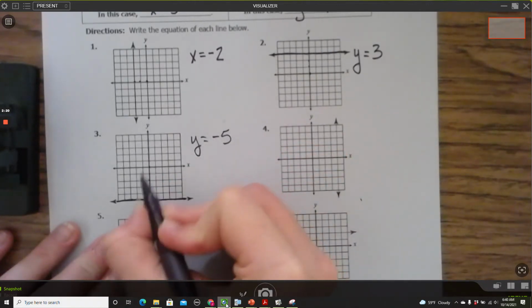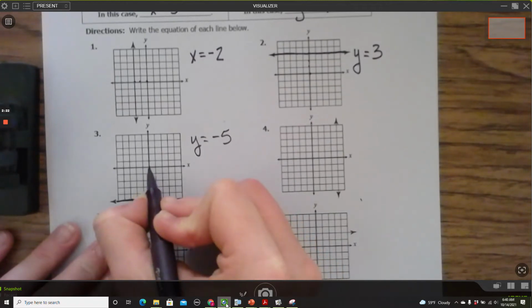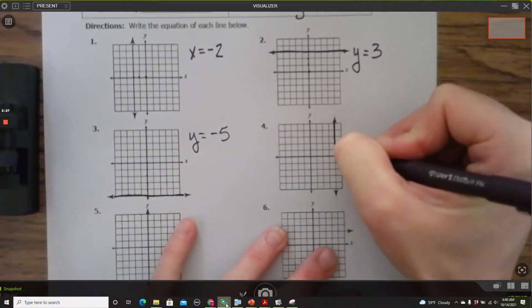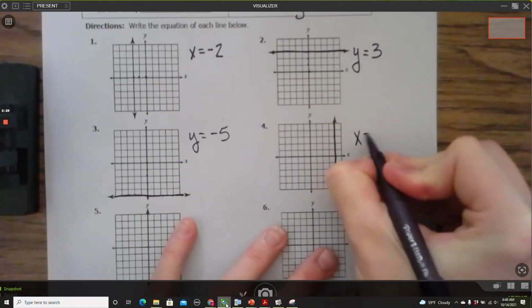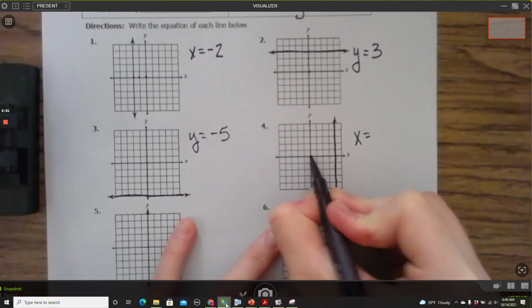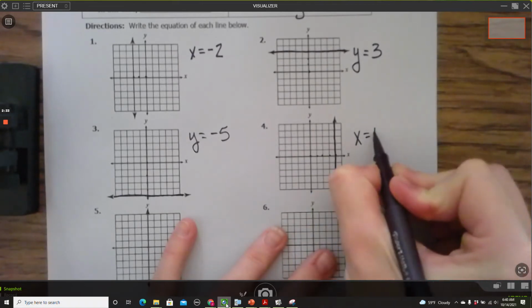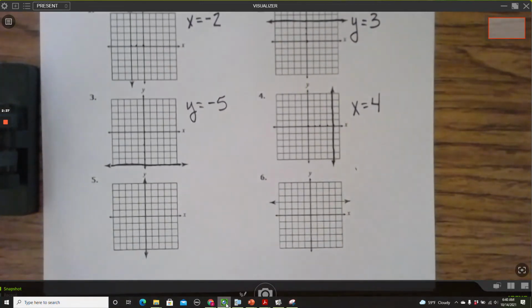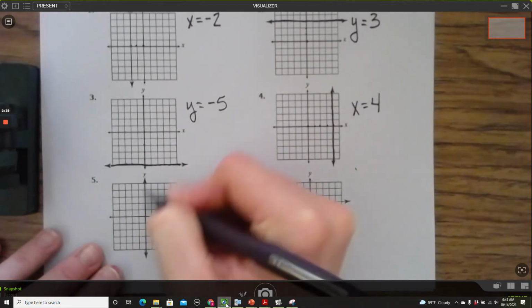You need to remember that on the coordinate plane, if you go down, it's a negative, and if you go left, it's a negative. On number 4, we have another vertical line, so we know it's x equals. Here's the origin, 1, 2, 3, 4. X equals 4.